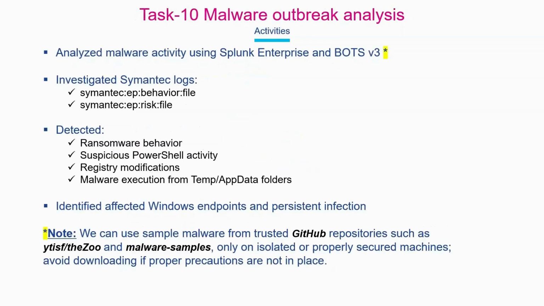In task 10, we worked on malware outbreak analysis. We used the BOTS v3 dataset in this task. We investigated Symantec logs, Symantec behavior files, and Symantec risk files. In this task, we detected ransomware behavior, suspicious PowerShell activity, registry modification, and malware execution from temp and AppData folders. We identified affected Windows endpoints and persistence infections.